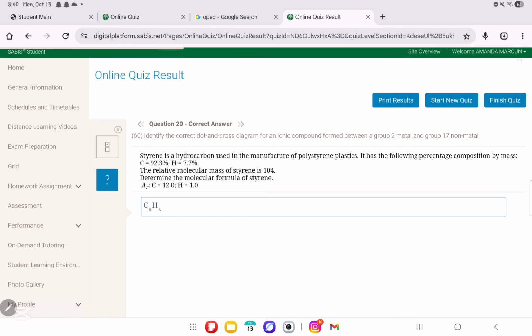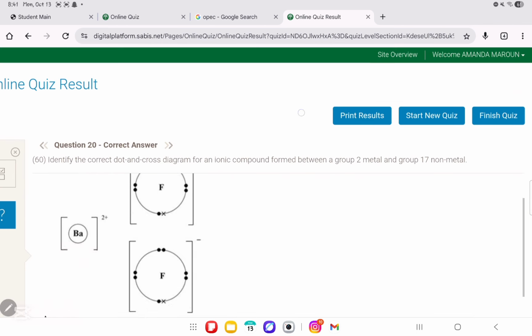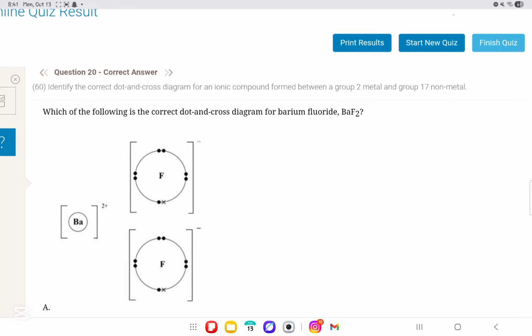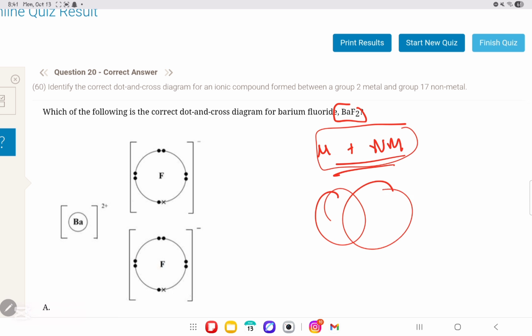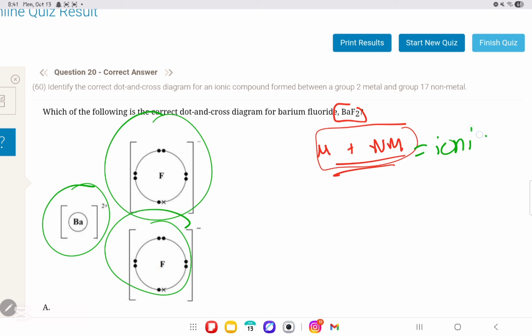What does it say in question number 20? Question 20. Which of the following is the correct dot and cross diagram for BaF2? First of all, when we look at BaF2, we will see that it's a metal plus a non-metal. So when we're dealing with this, we will not use the joined atoms that are sharing electrons. No, we will use these representations, because when we have ions, it's ionic, right? So when we have ions, we will be using these representations.